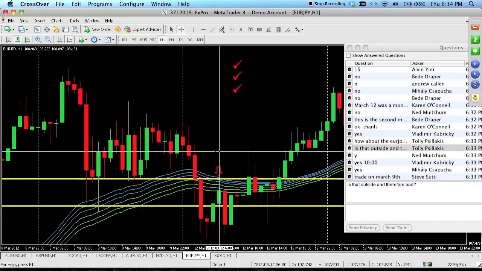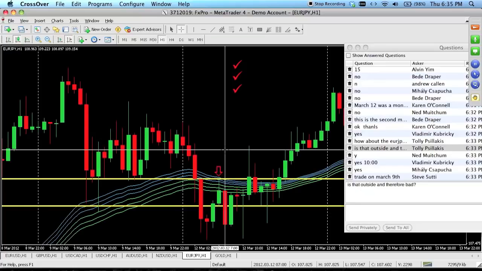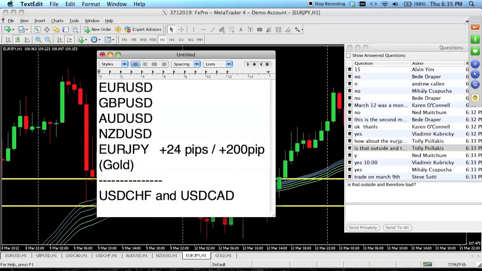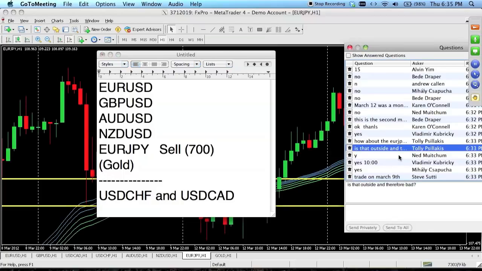Let's take a look at the timings. Let's do the correlation for this. At 7 p.m. we short Euro Yen. Sell at 7. Okay, 700 hours. So if we sell on Euro Yen, does that mean we sell on US dollar Swiss franc and US dollar CAD?